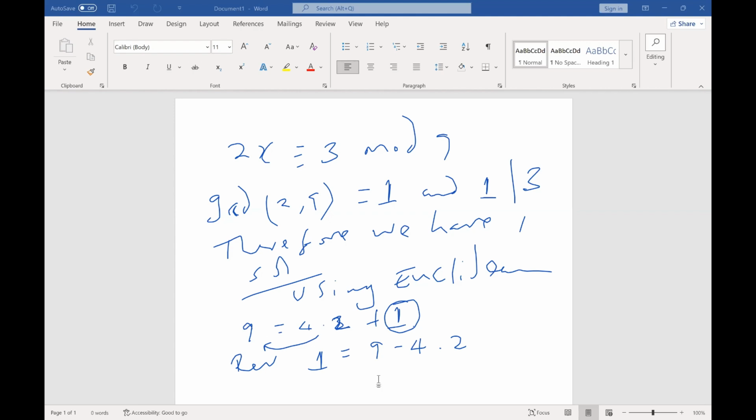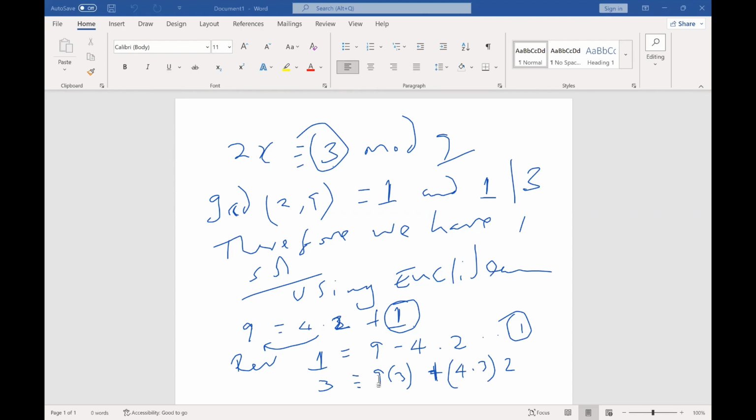Now, what we want is 3. What we have is 1. Is that okay? So you multiply this equation by 3, because we want a 3, but we have a 1. So multiply this equation by 3, you'll get 3 is congruent to 9 multiplied by 3, plus 4 multiplied by 3, 2. We are doing this mod 9.